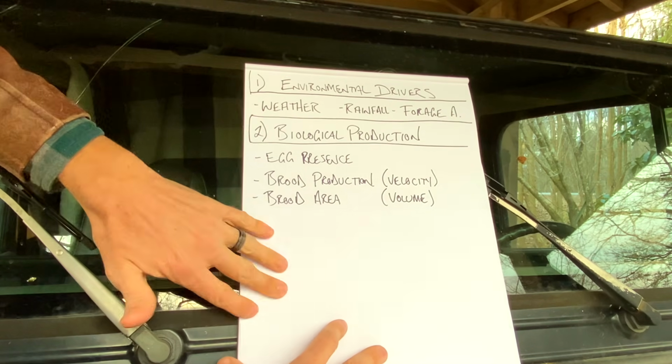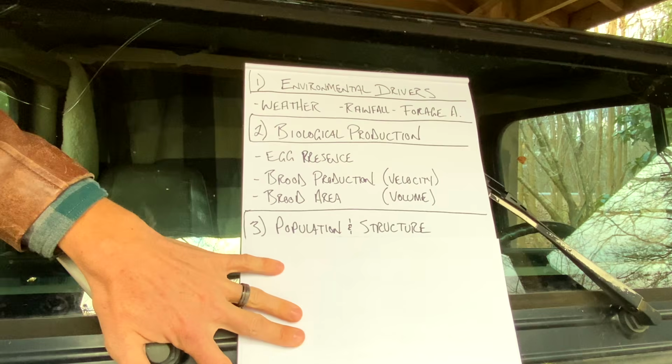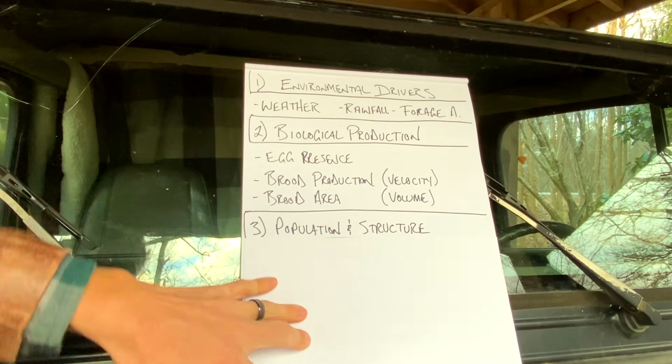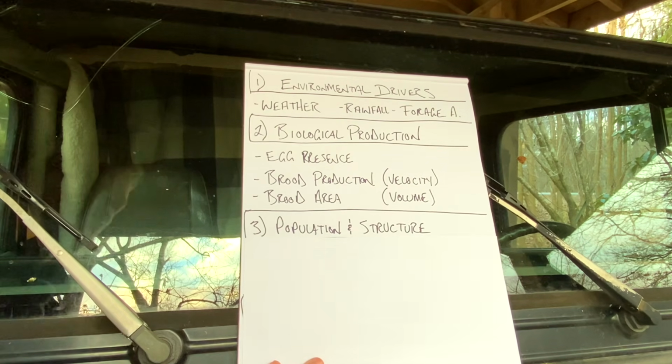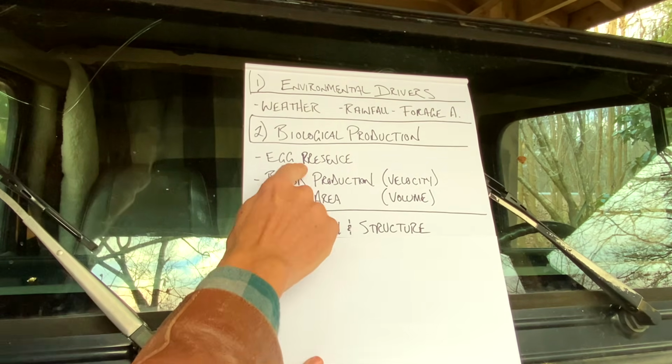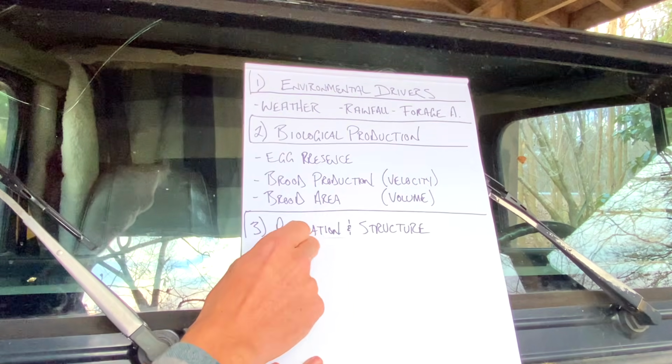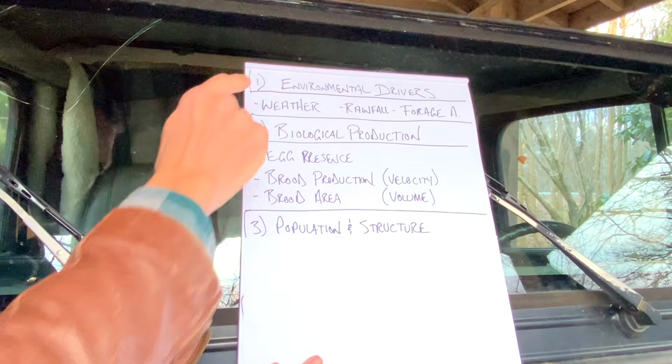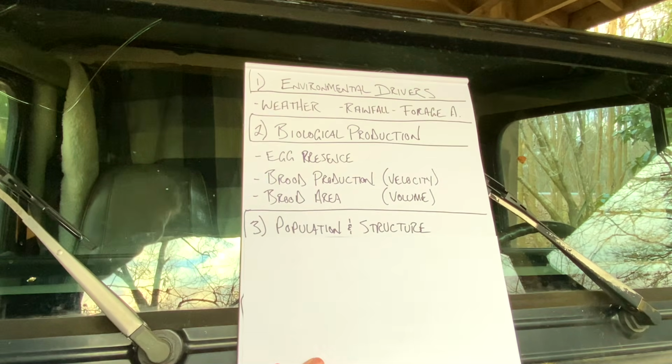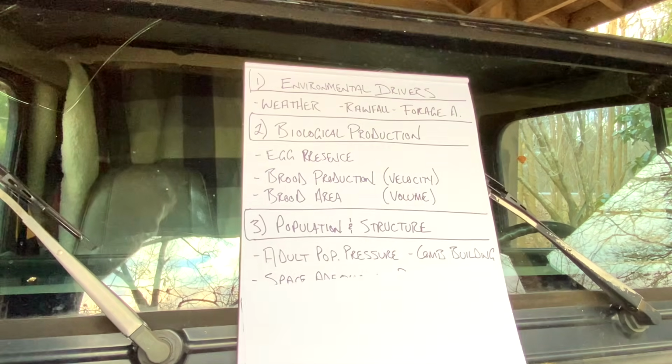And then the next thing affected down the line is going to be population and structure. So it's what the biological aspect of the colony is able to do when these environmental drivers are ideal, or if they're not ideal, these things are going to be affected as well.